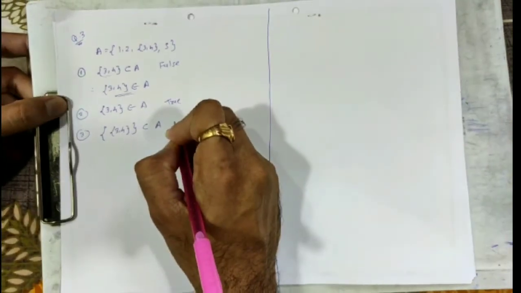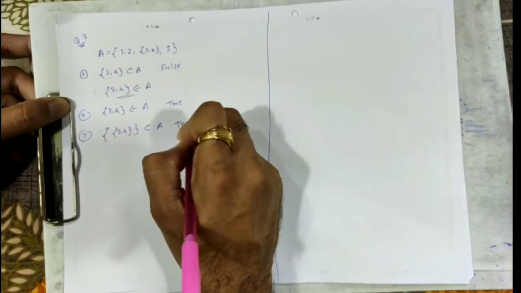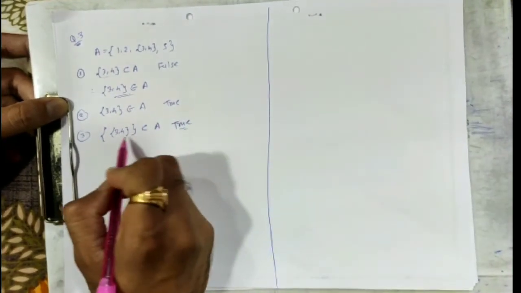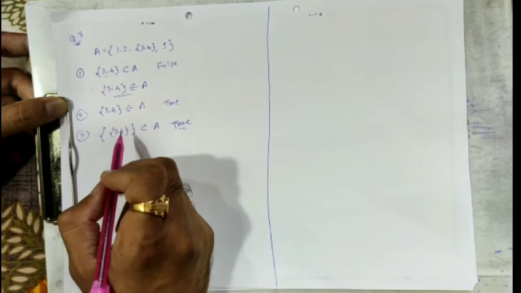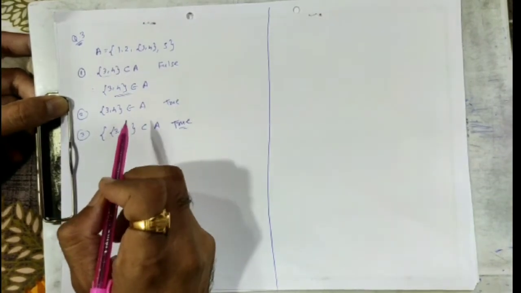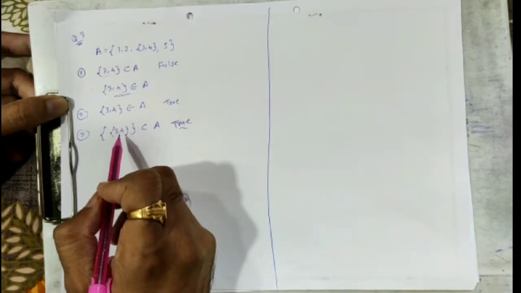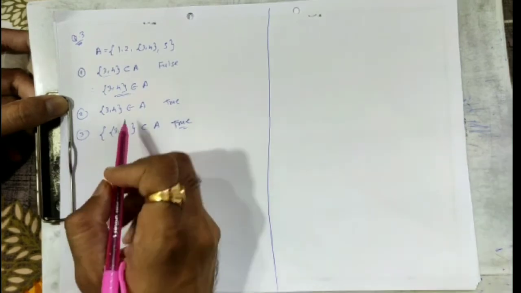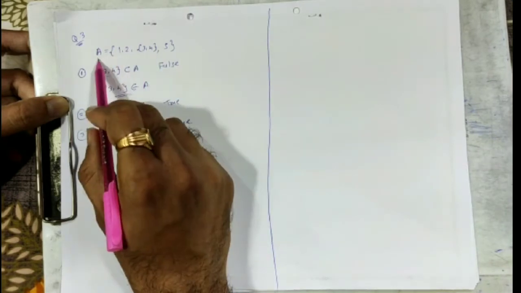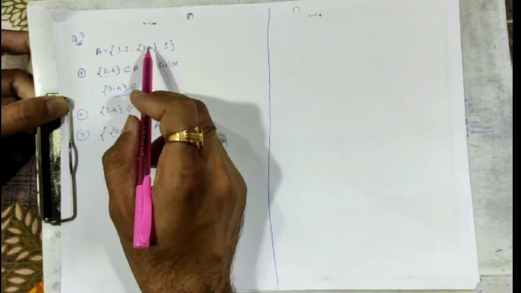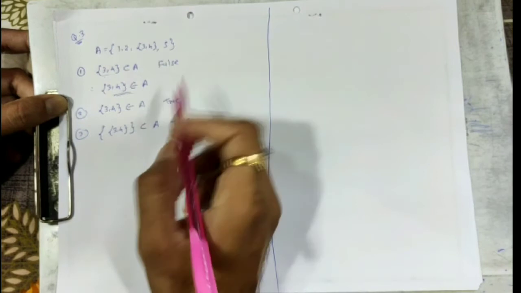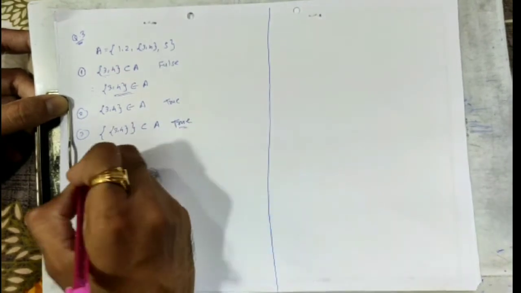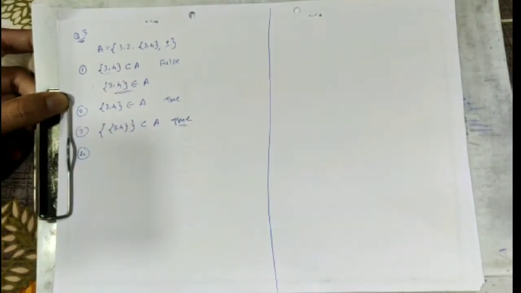Very good. और कोई है ना? This one is one set in which only one element is there, and that one element is the set of numbers 3 and 4. So this is the part of the set A because set A also consists of one element which is the set of numbers 3 and 4. So this is subset sign. So it's a true.